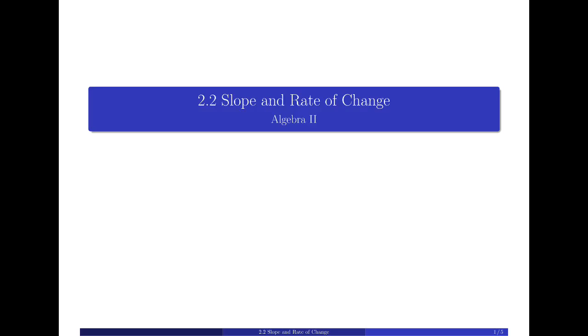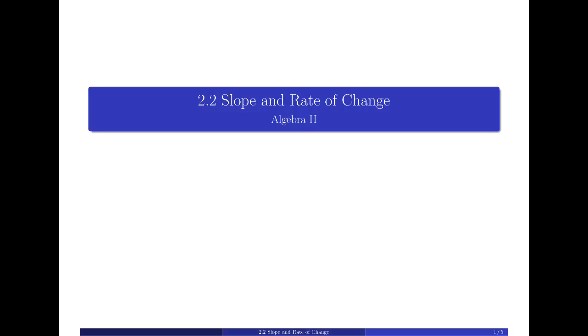In section 2, we're going to start getting into more stuff about lines. And the first thing that we'll look at is finding slope of lines, or slope between 2 points. So the title of this section is Slope and Rate of Change. We won't really talk about rate of change too much.